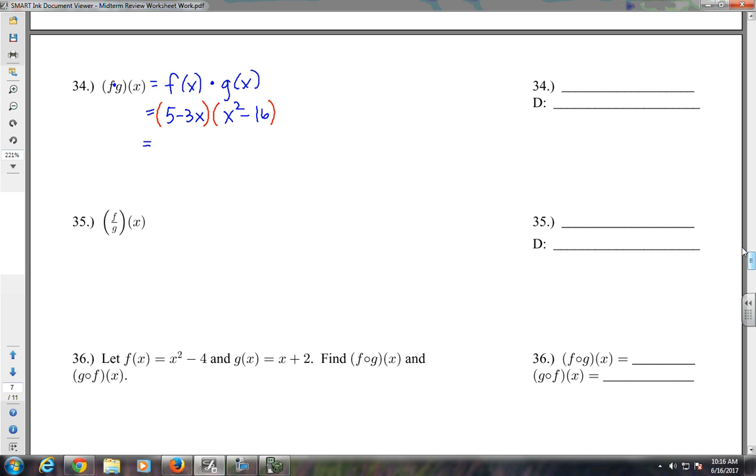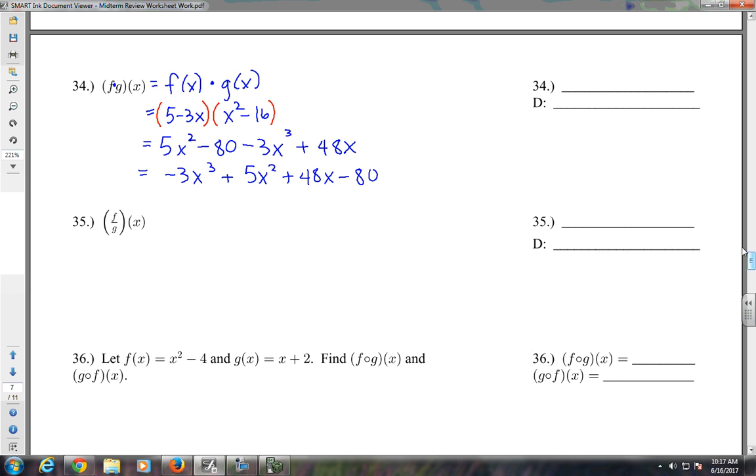So foiling gives us the product of the first two terms, 5x squared. Product of our outside terms, we have 5 times negative 16. It's going to give us negative 80. Product of our inside terms, negative 3x cubed. And last, we end up with 48x. Combining like terms and rewriting this in descending order, we have negative 3x cubed plus x squared term comes next, 5x squared plus 48x minus 80.